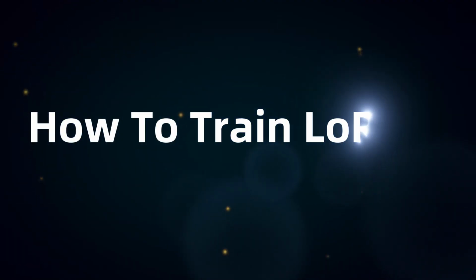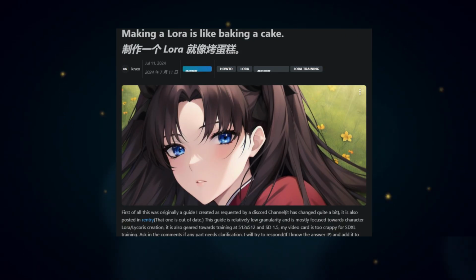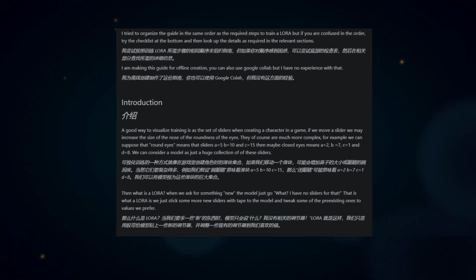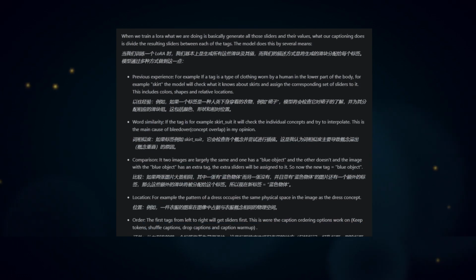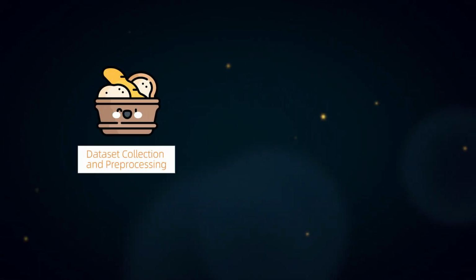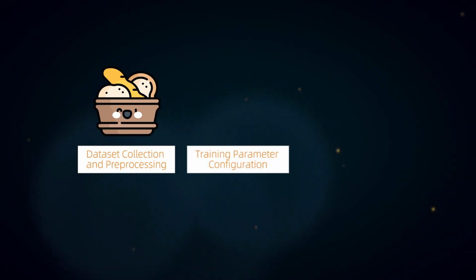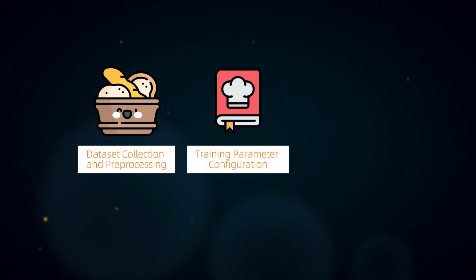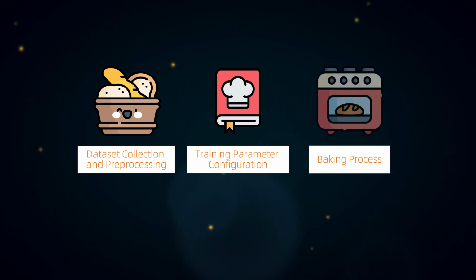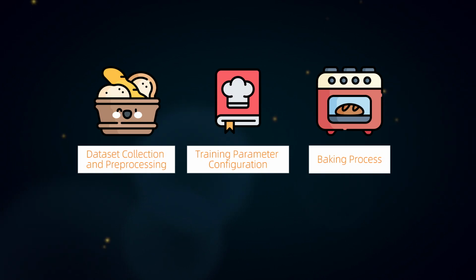As for how to train LoRA, let me share an analogy about baking a cake. This perspective comes from an article published on Civitai on July 11, 2024, by Nexo, with a straightforward title, Creating LoRA Is Like Baking a Cake. The entire LoRA creation process is divided into three parts. Collecting and processing the dataset corresponds to preparing ingredients. Setting training parameters, such as rank and learning rate, is like experimenting with different baking recipes. The training process itself is similar to patiently waiting for the cake to bake.